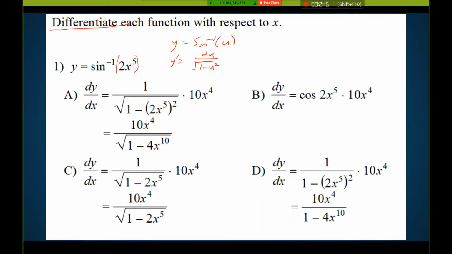Okay, so this one's got the right du, but we did not square our inside part. So not C. This one's got my right du. I did square the inside part, but I don't have a square root. So not D. This one just derived sine instead of arc sine. So not B. So here we are. Du on top. And then root 1 minus u squared.